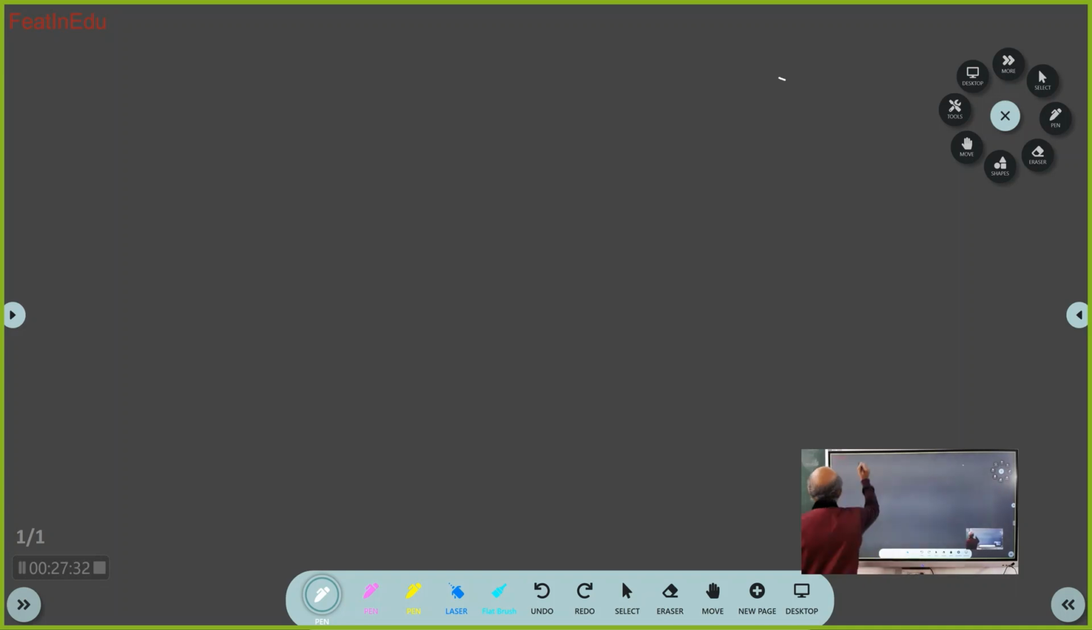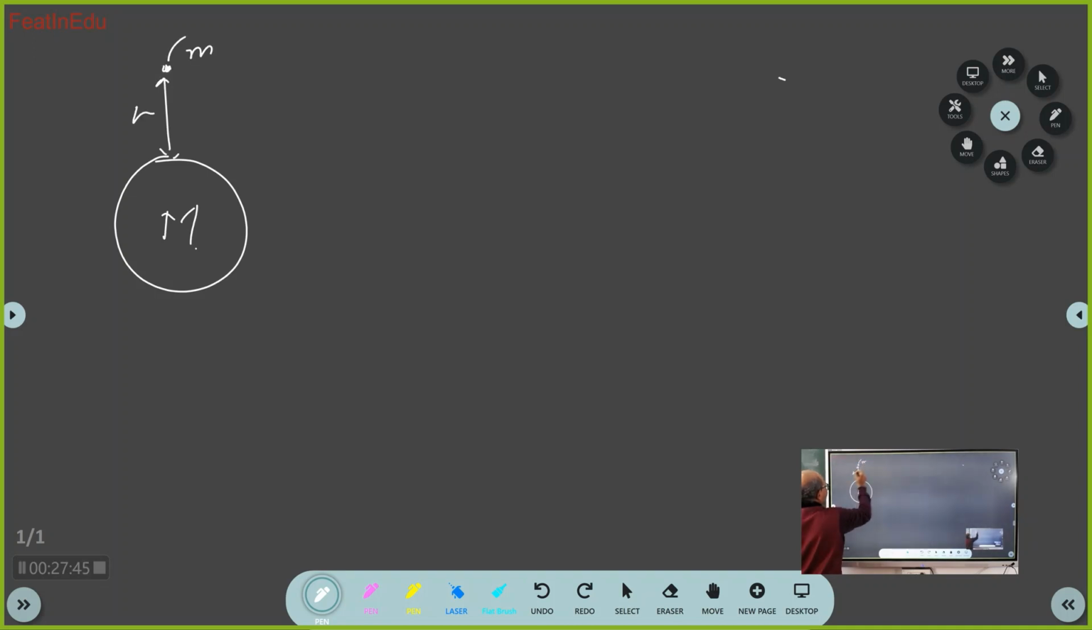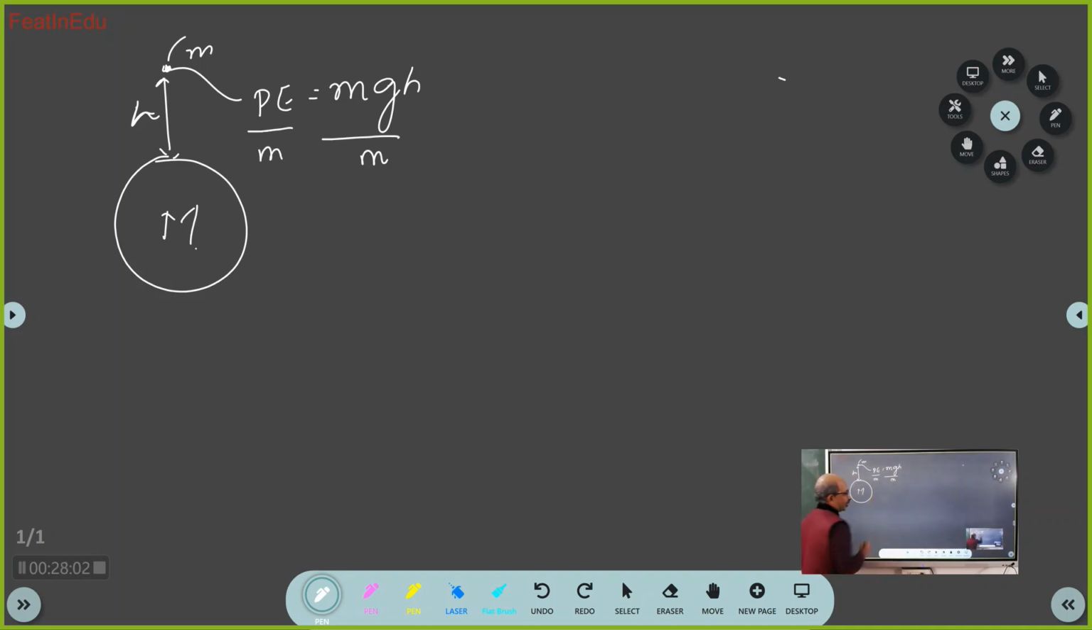See now, yesterday I taught you like this. This is mass m. A body here at height h of mass m. The potential energy of this body is what? mgh. Correct? And then I taught one more term. See here. If I divide this whole thing by m, that term on the left hand side is what? Yes, potential energy per unit mass.